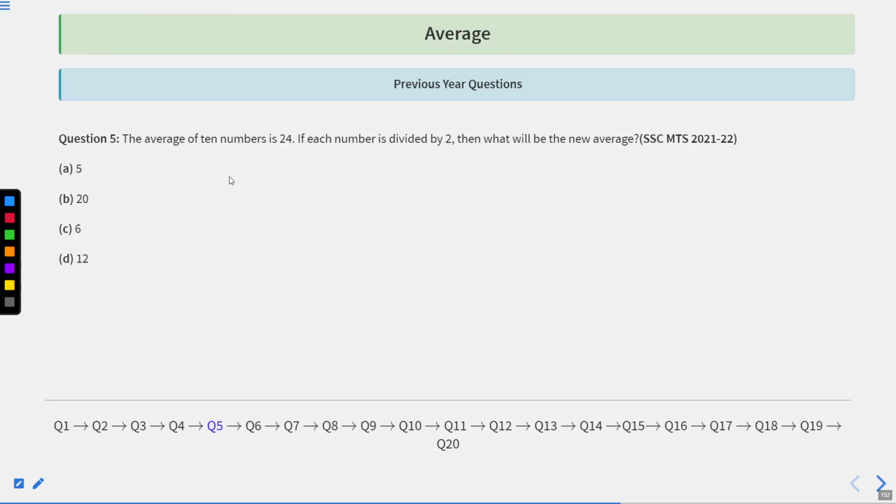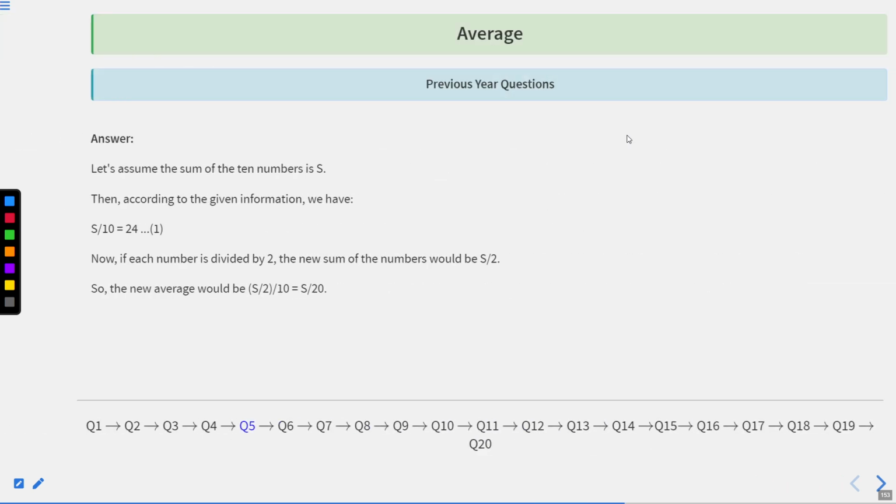So let us move ahead to problem number 5. The average of 10 numbers is 24. If each number is divided by 2, then what will be the new average?